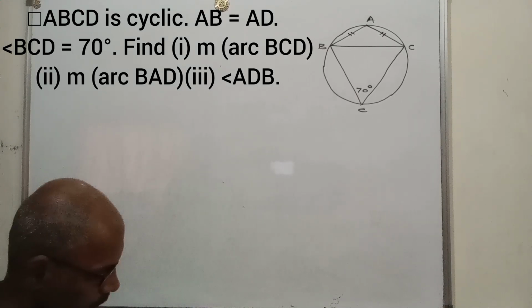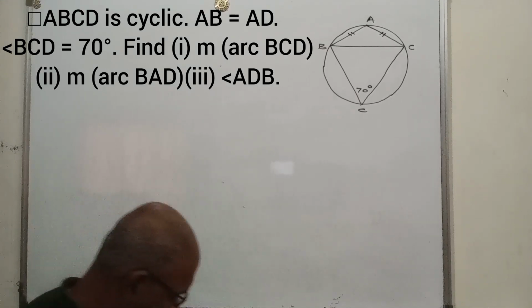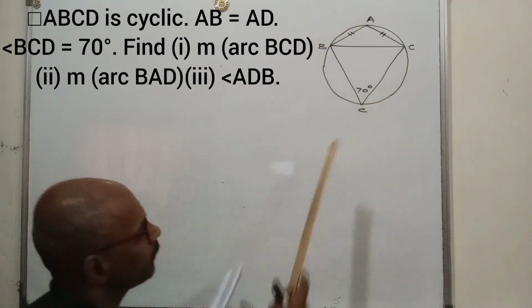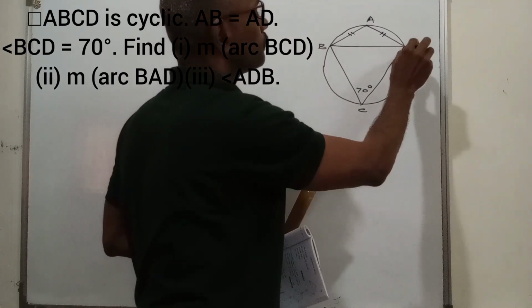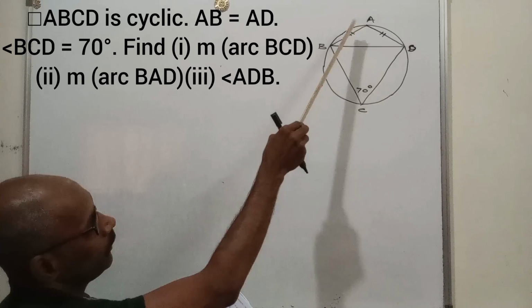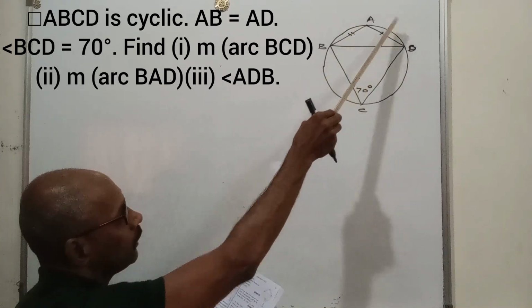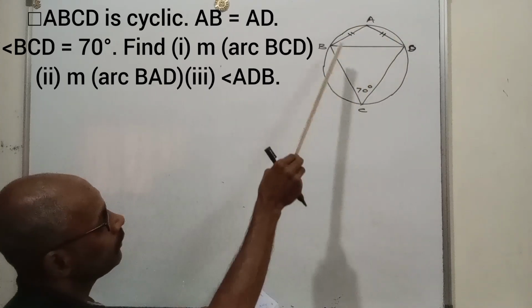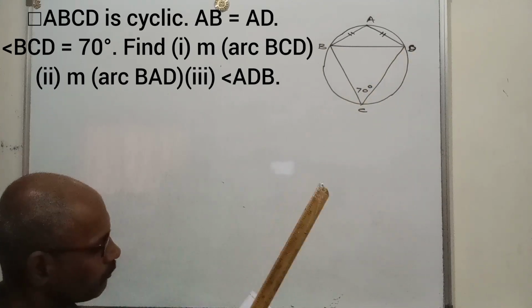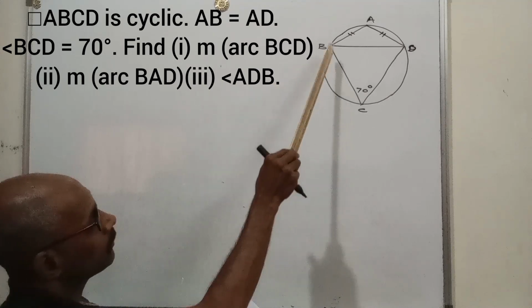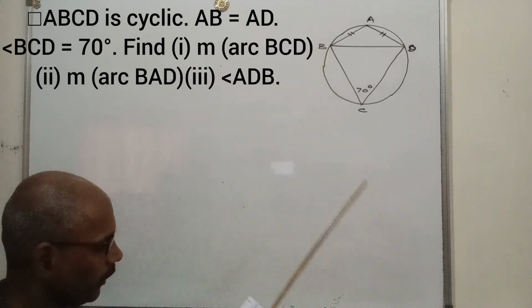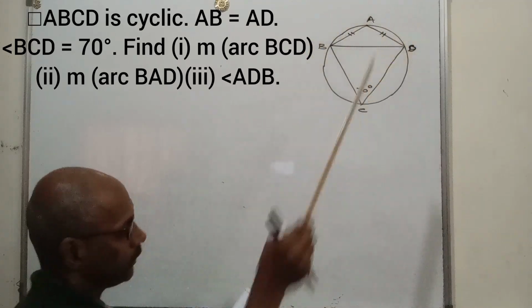Quadrilateral ABCD is cyclic. AB is equal to AD. Angle BCD is equal to 70 degrees. Then find major arc BCD, major arc BAD, and angle ABD.